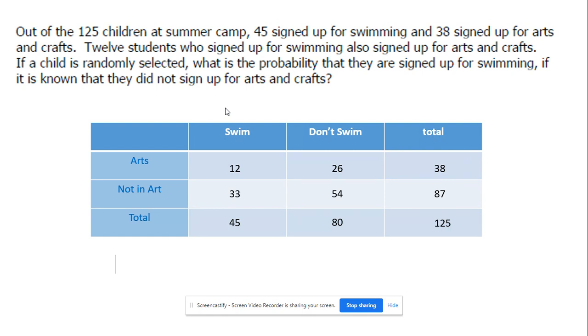So now the question is, what is the probability that they are signed up for swimming if it is known that they did not sign up for arts and crafts? So we're finding the probability that they swim given that they are not in arts and crafts. First thing you need to do, find where they overlap. Find where they are swimming but not in art. So that would be 33. And there's our numerator. Our denominator would be if it's known that they did not sign up for art. So that would be the total of those that are not in art. That would be 87. Therefore, your conditional probability is 33 out of 87.